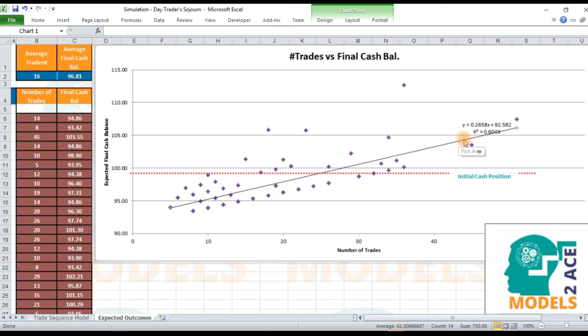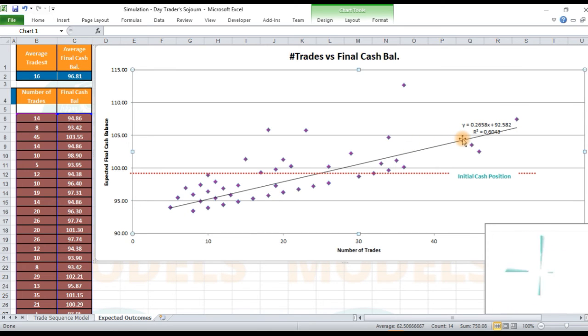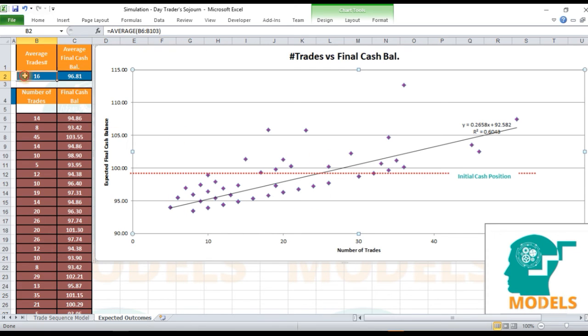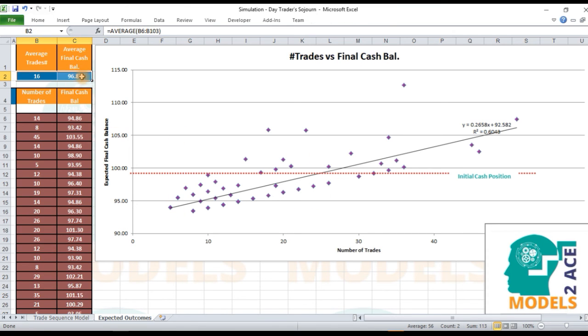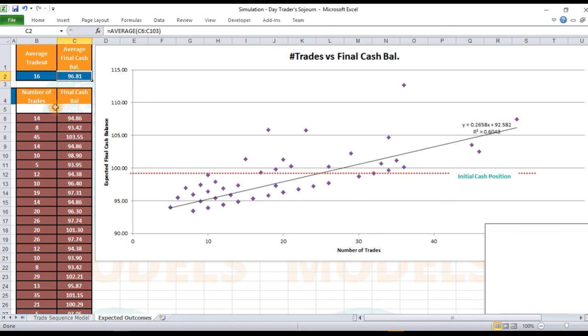This table gives a valuable insight on the marginal value contributed to the net cash balance by each additional trade. This can be determined by the slope of this graph. These two cells capture the average of the values in this range of cells.